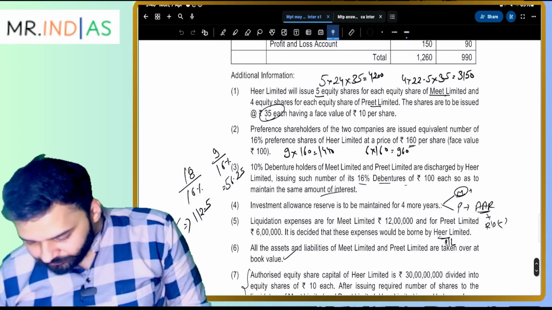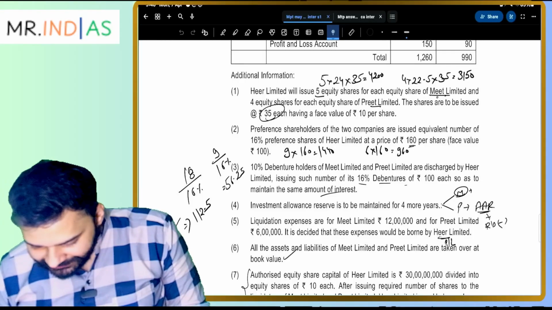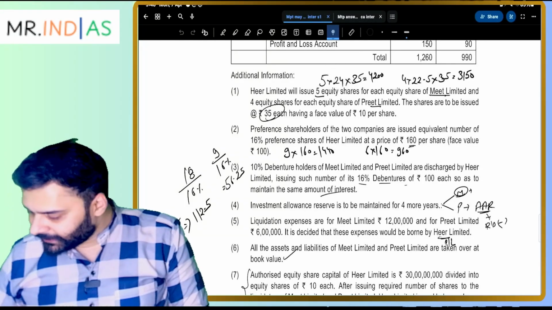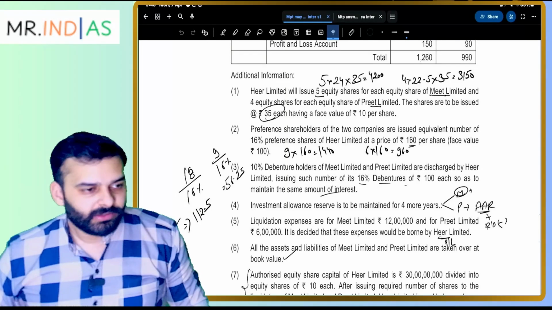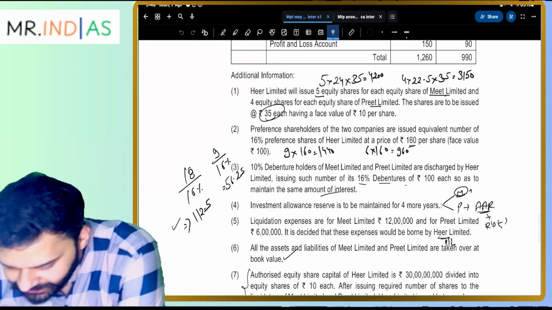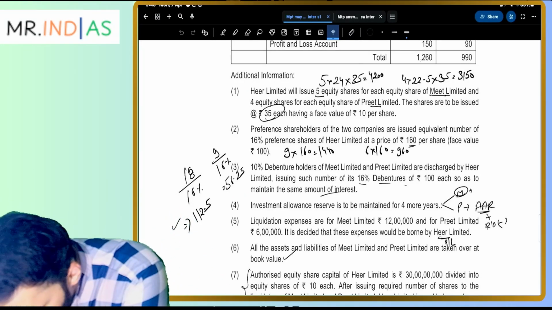Heat Limited will issue 5 equity shares for each equity share of Meet Limited. Meet Limited had 24 lakh equity shares. 5 will get, so total number of shares will be 5 into 24. One of the students asked for the number of shares, so that is why I'm focusing on the number of shares issued. So 120 shares are issued at a price of 35. So the purchase consideration for Meet is 4200.